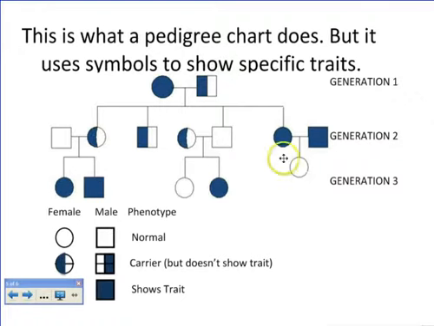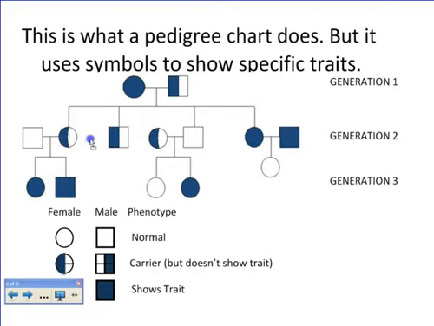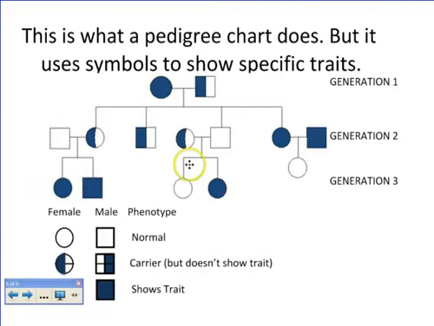So here's a pedigree, what it looks like in general practice. You've got a parent generation, they have kids. Those kids get married, and they have other kids. So you've got 1, 2, 3 generations in the pedigree.